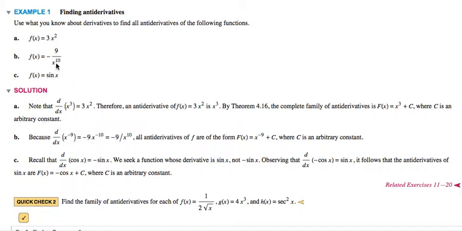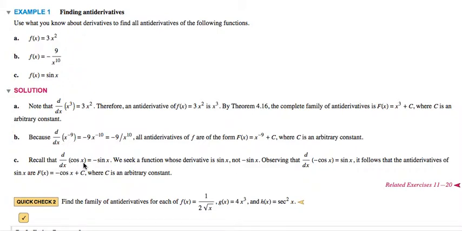Same thing with this function. We can write this as negative 9 times x to the negative 10th. And since the derivative of x to the negative 9th gives us negative 9x to the negative 10th, we can see that all the antiderivatives, the complete family, is x to the negative 9th plus c.